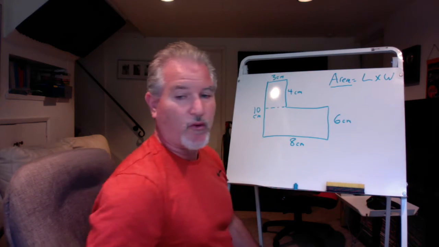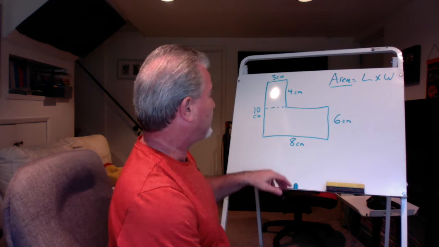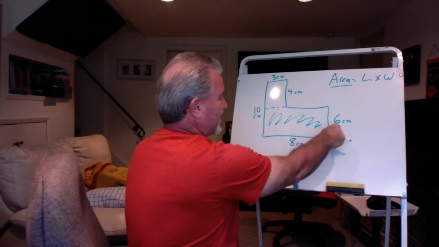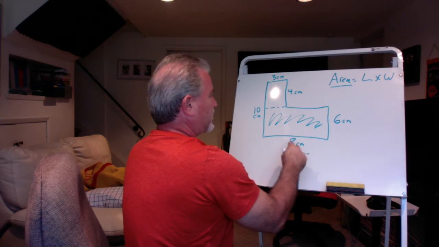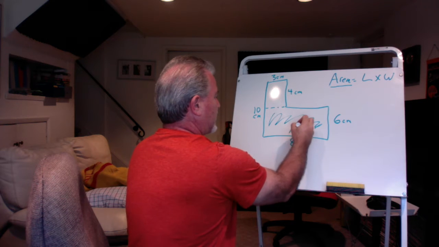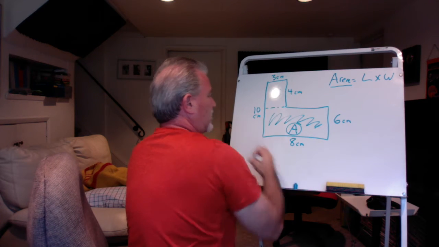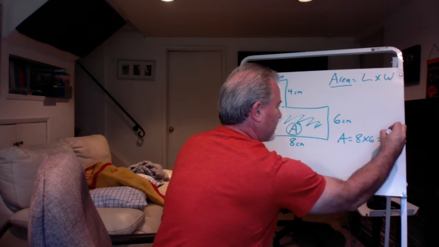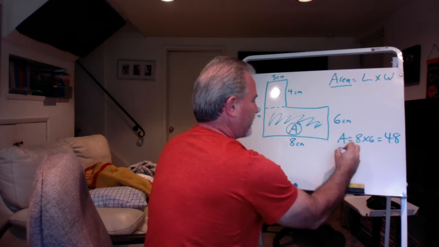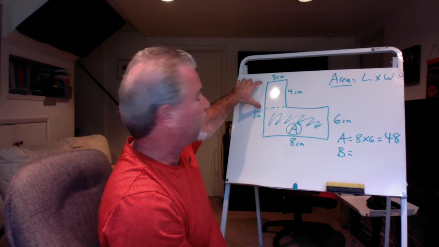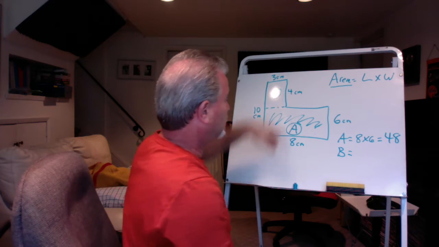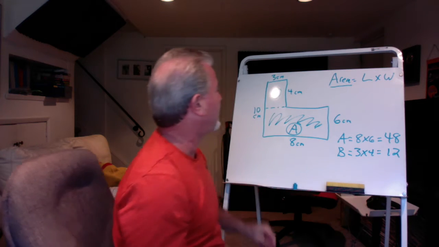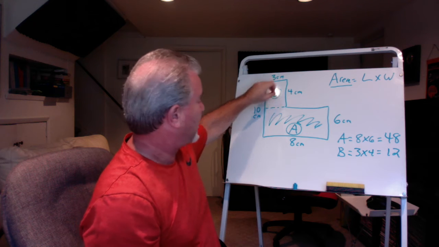Okay? So in order to find the area, length times width, first we're just going to take the area of this rectangle right here. So that's 8 times 6. I'm going to call this A, and we'll call this one B. So A is 8 times 6, which is 48. Now we're going to find the area of B, which is this little piece up here. So this is 3 times 4, which is 12. Now I know the area of this rectangle, and I know the area of this bigger rectangle.